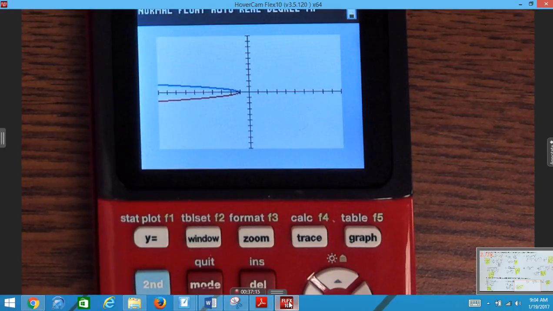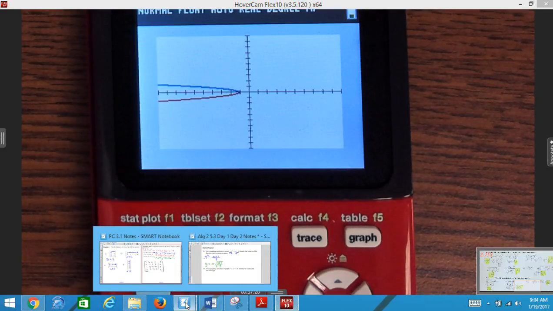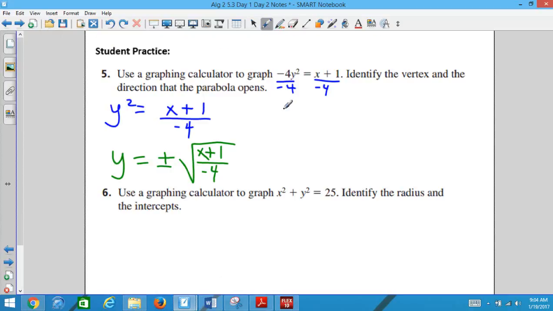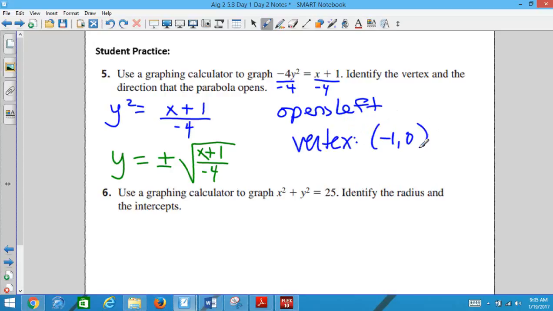No, you cannot do that because it's the square root of what you get after you do 25 minus x squared. So that opens to the left, and the vertex is (-1, 0). Before graphing, or maybe you've already graphed it, what do you think the radius is for this circle? 5.